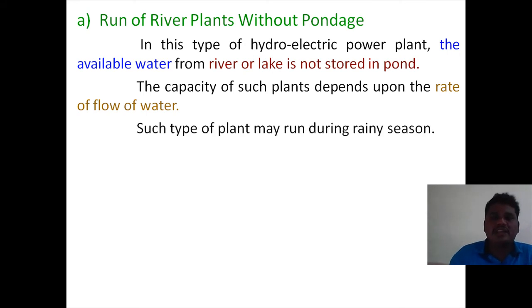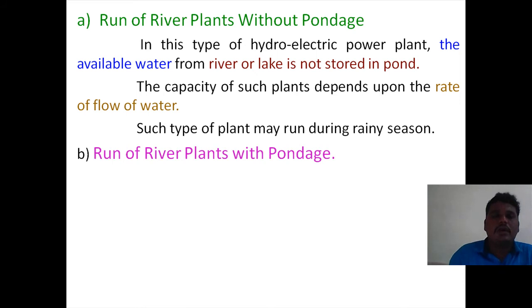Such plants run during the rainy season only. During the seasons without rain, only the discharge water can help to run the power plants. But in the rainy season, the output power can be used for base loads.